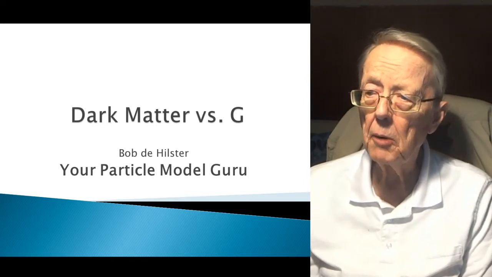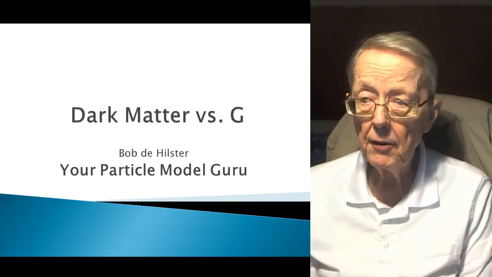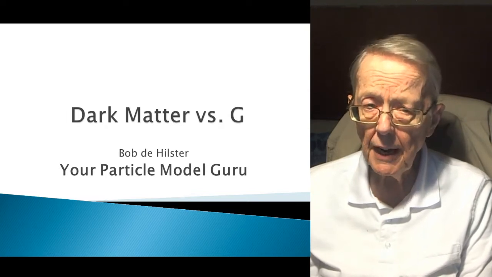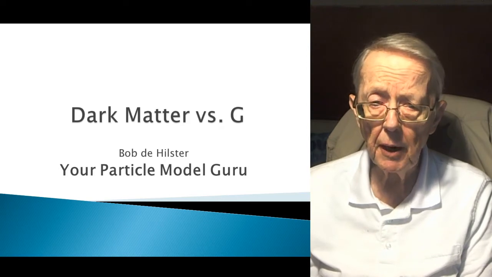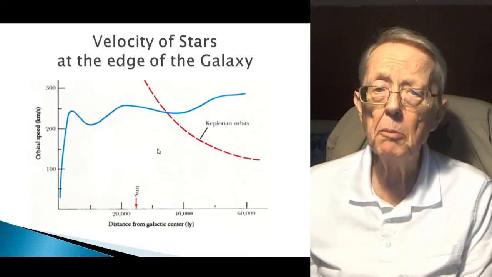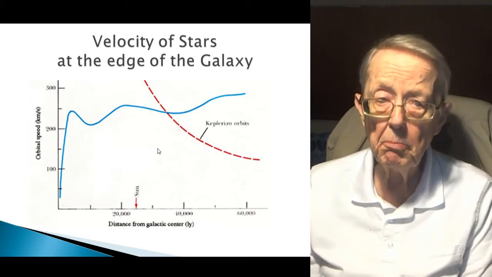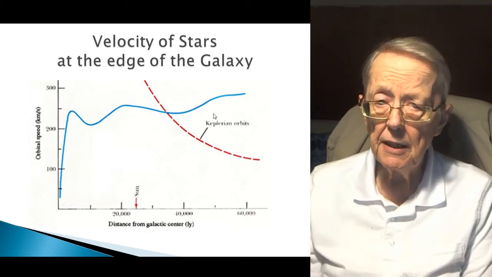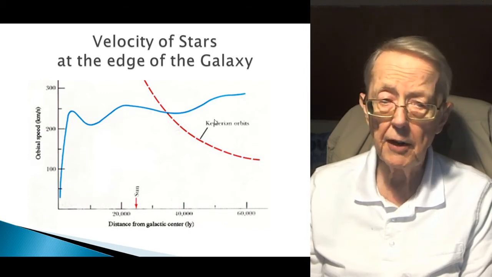Today I'm going to talk about dark matter and why it's not needed. I'm going to compare that to G, the gravitational constant, and see which one, dark matter or G, might be the answer. Now, this becomes a problem because when scientists measure the velocity of the stars at the edge of the galaxy, they get a number that is too high compared to their calculated number.